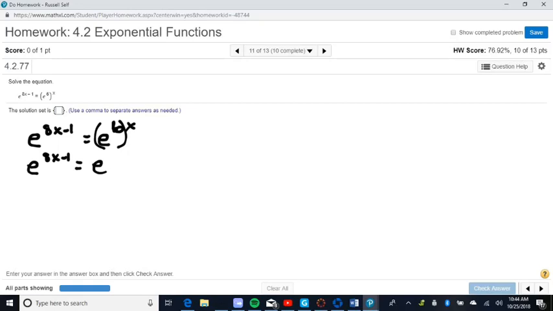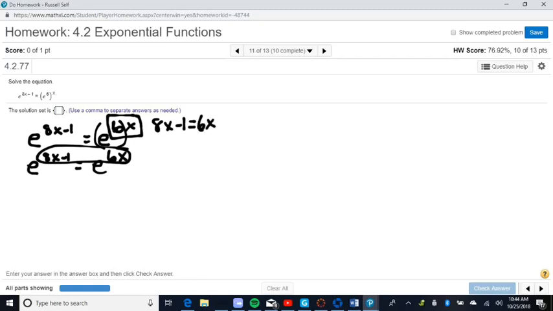That's going to become e. Remember, if you have an exponent raised to an exponent, just multiply them together. So e to the 6x. All right? Now, what we'll do is set the exponents equal to each other, create an equation, and solve it. So 8x minus 1 equals 6x.